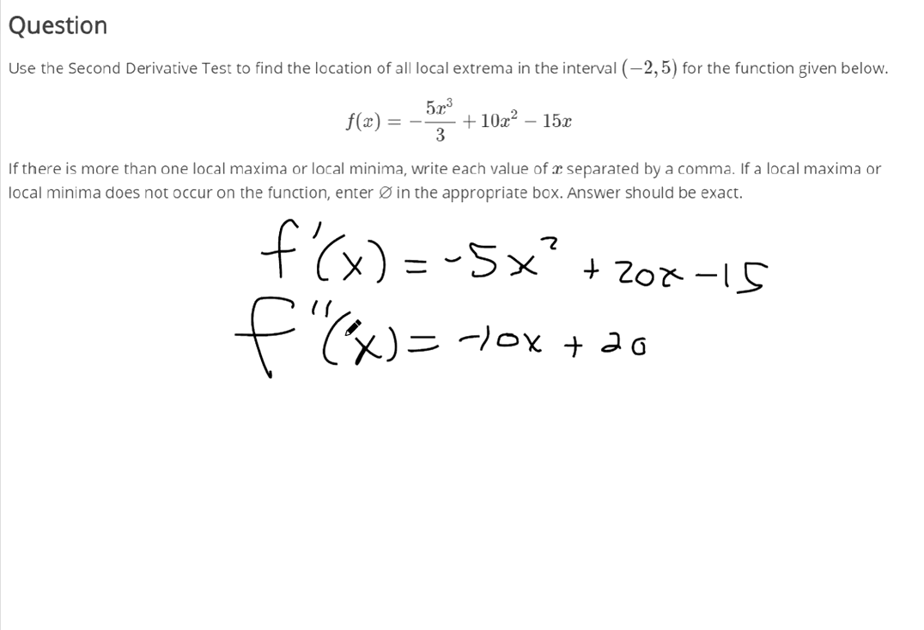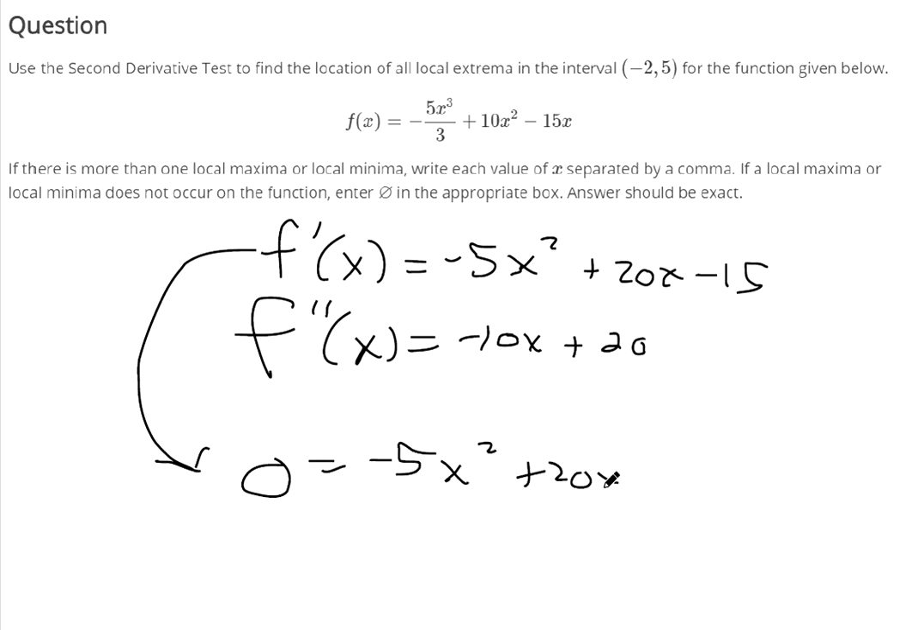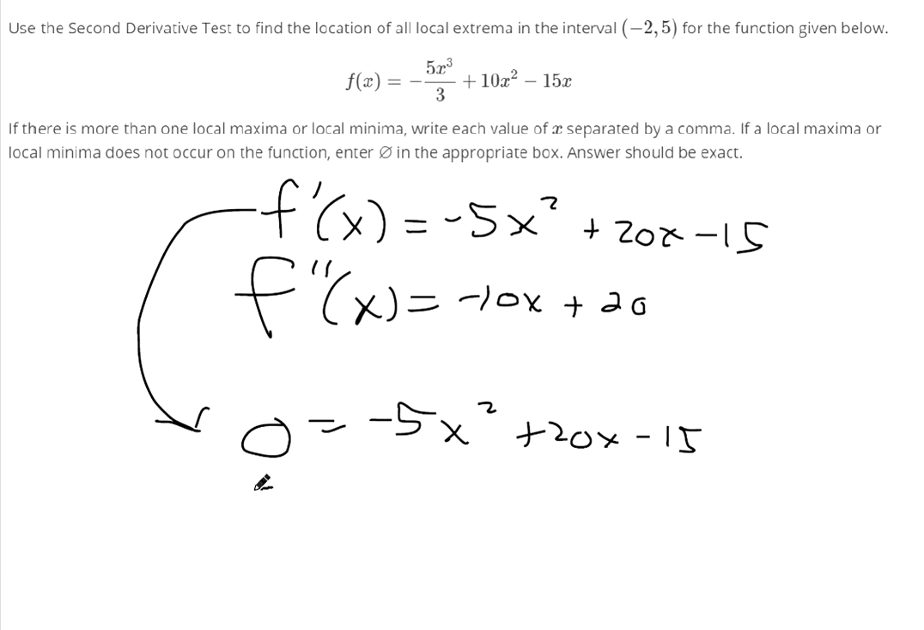Okay, so we get the first and the second derivative, but remember the second derivative test needs to know what the critical points are. So we got to take that first derivative, set it equal to 0, and solve. So I'm going to factor out a negative 5 from everything. That makes my leading coefficient positive.